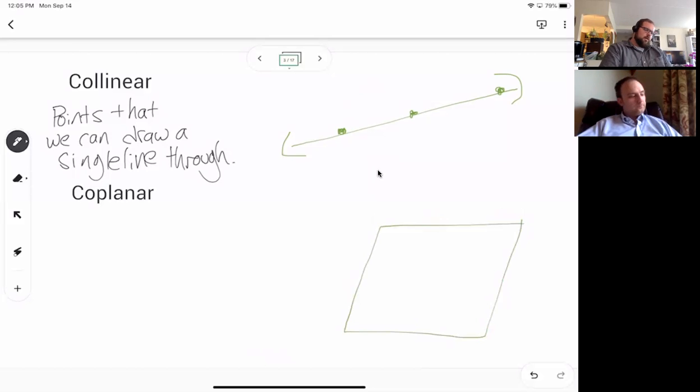So then coplanar, now that we know what collinear means, together planar, so together on the same plane. Any points that can be put onto the same plane we call coplanar.